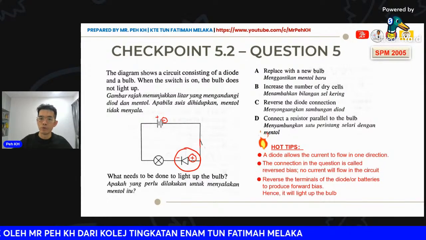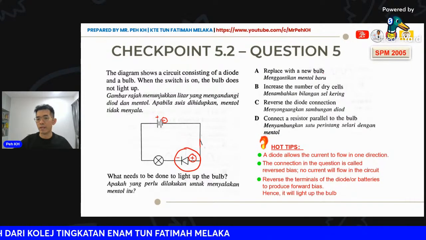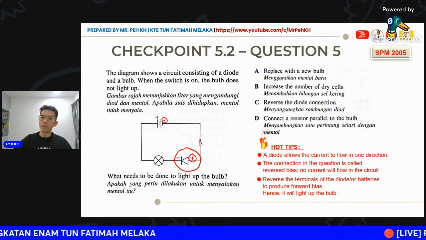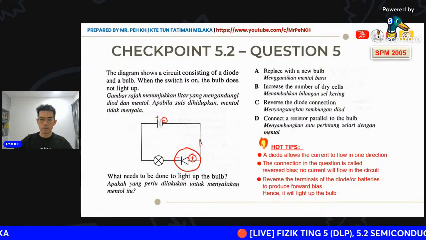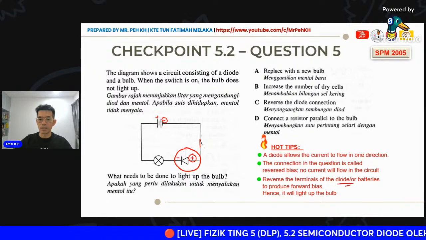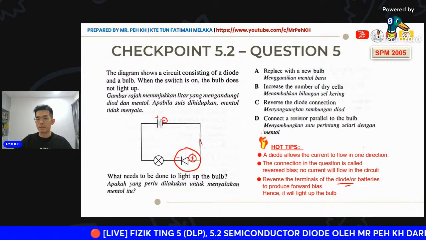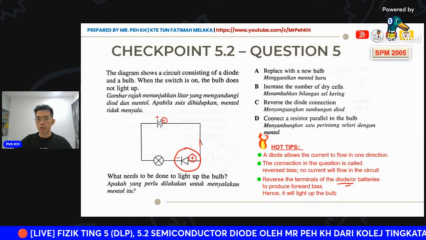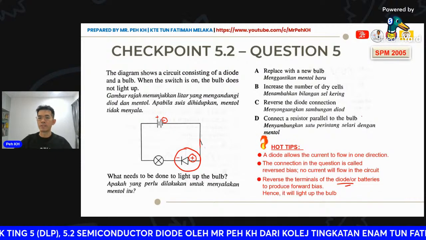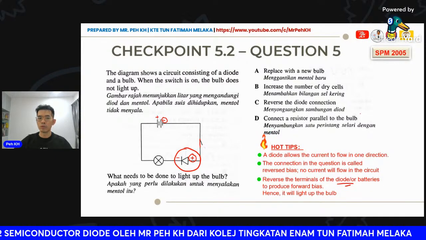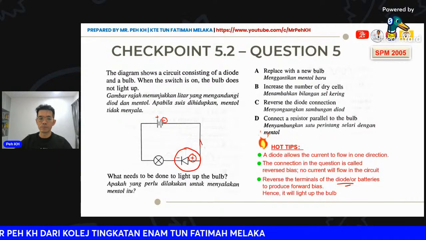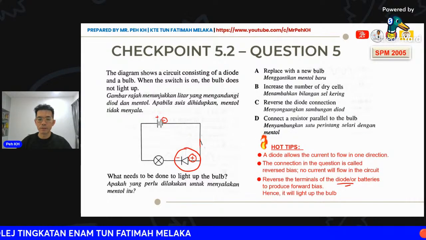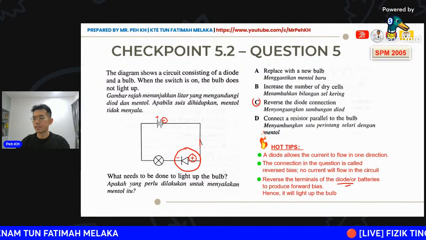So option A, replace with a new bulb, is not related. Increase the number of dry cells is also not related. Reverse the diode connection is correct, as mentioned in the hot tips already. Disconnect the resistor: the resistor is a non-polar device, so it does not affect the current in the circuit. Okay, so here the answer will be C.